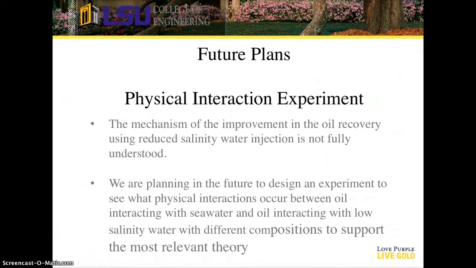Future plans. Physical interaction experiment. We haven't designed the physical interaction experiment yet, but we are planning to design one because the mechanism in oil recovery using low salinity water flooding is not fully understood. So we want to design an experiment that will allow us to see how oil molecules interact with salt water and how they would interact with low salinity water. And this might help us to support the most relevant theory.